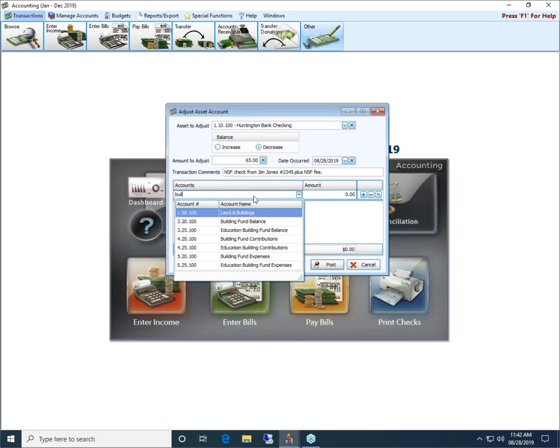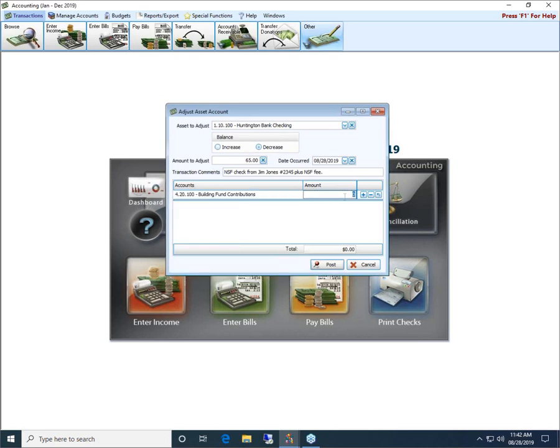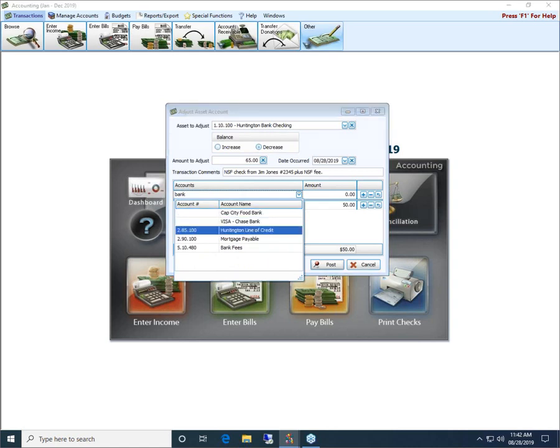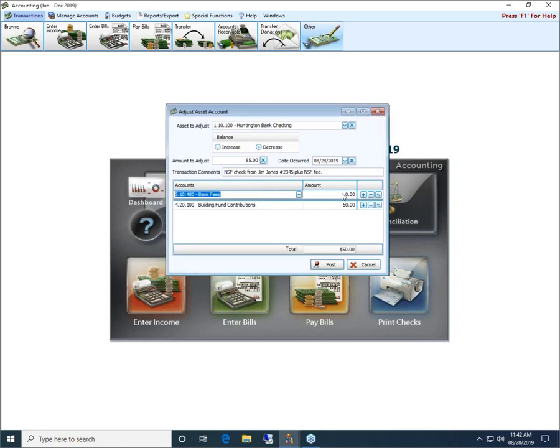And down here, again, I would choose the account. We're going to choose our building fund income account, building fund contributions. The amount of the original check was $50, not 500, Josh, 50. Then I notice here I would tab over or click the plus sign when the account moves down. I can then choose a bank fees expense account and put in my $15 bank fee. And again, post. So that should reconcile perfectly, okay?